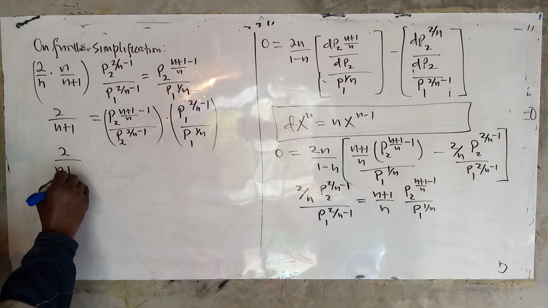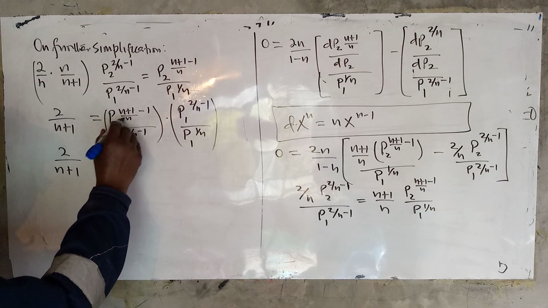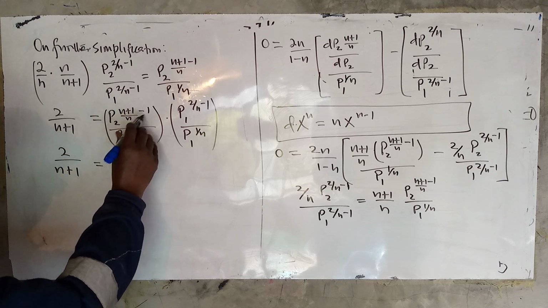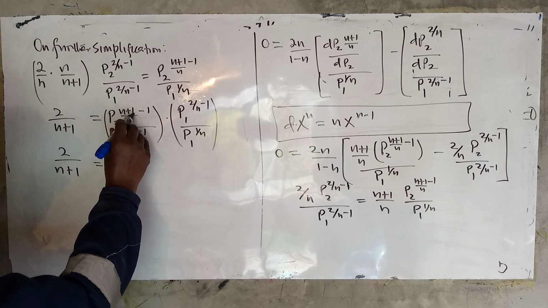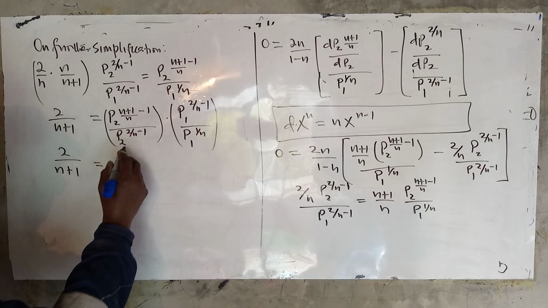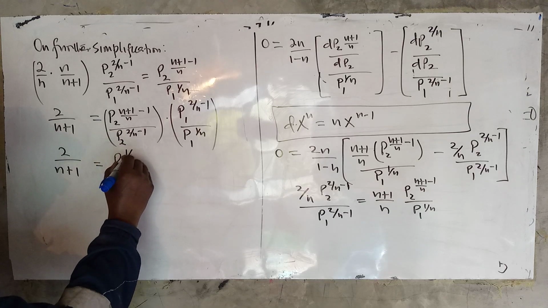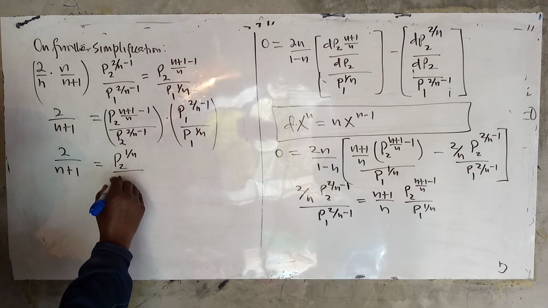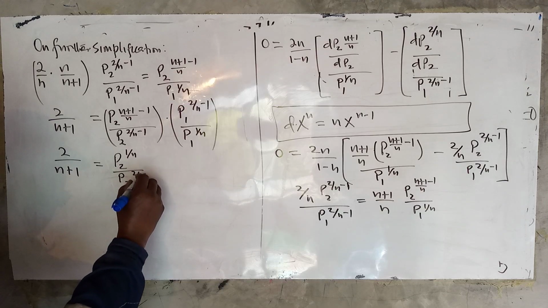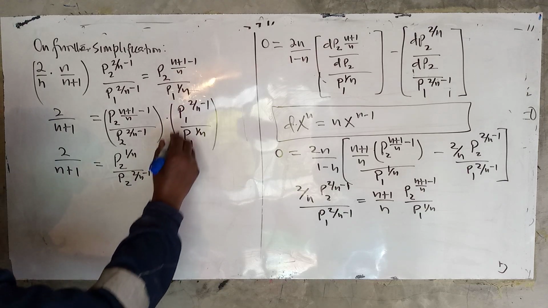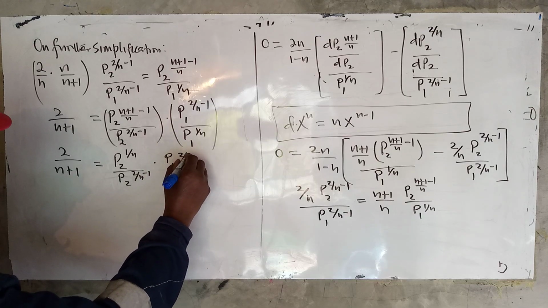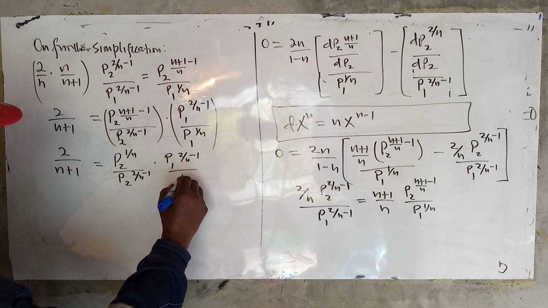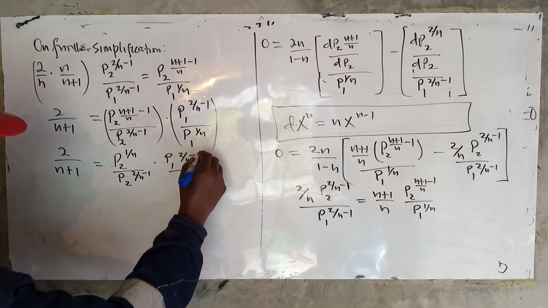2 over n plus 1. That, of course, is 1 over n. That will be n plus 1 minus n, so it will be 1 over n. That will be P2, 1 over n over P2, 2 over n minus 1 times P1, 2 over n minus 1 over P1, 1 over n.